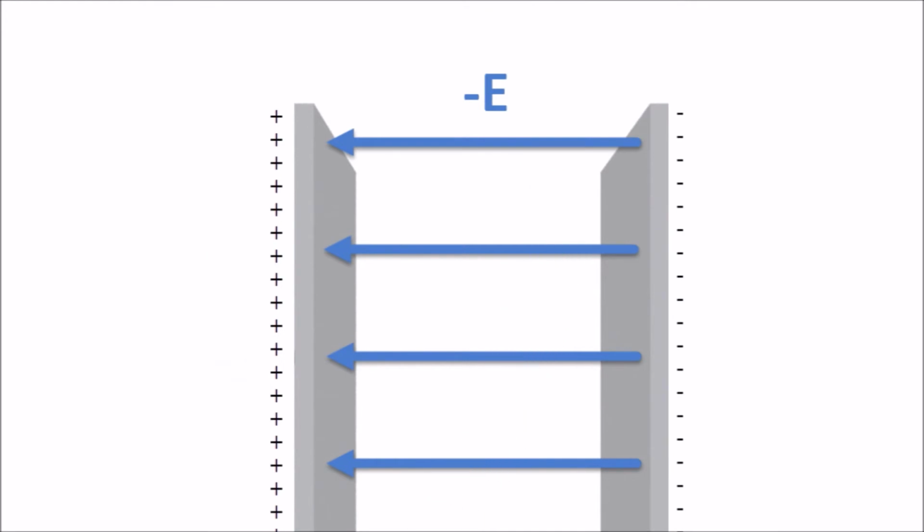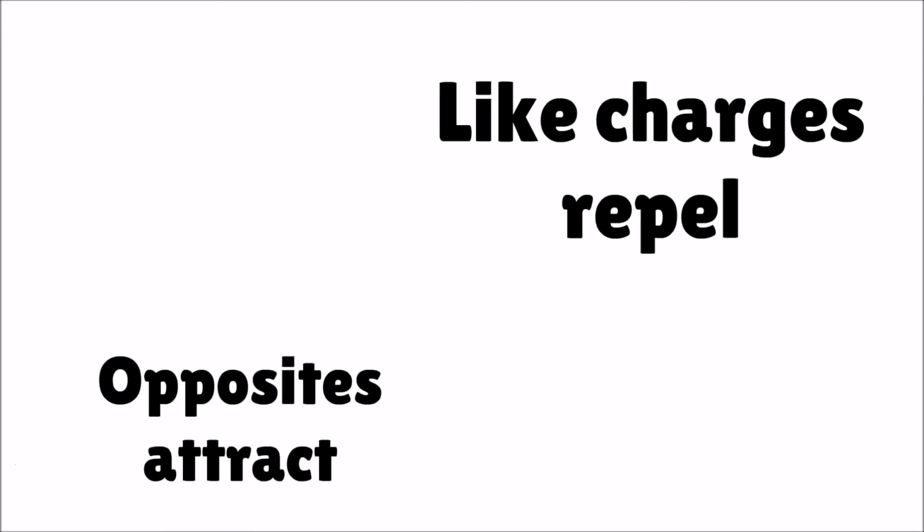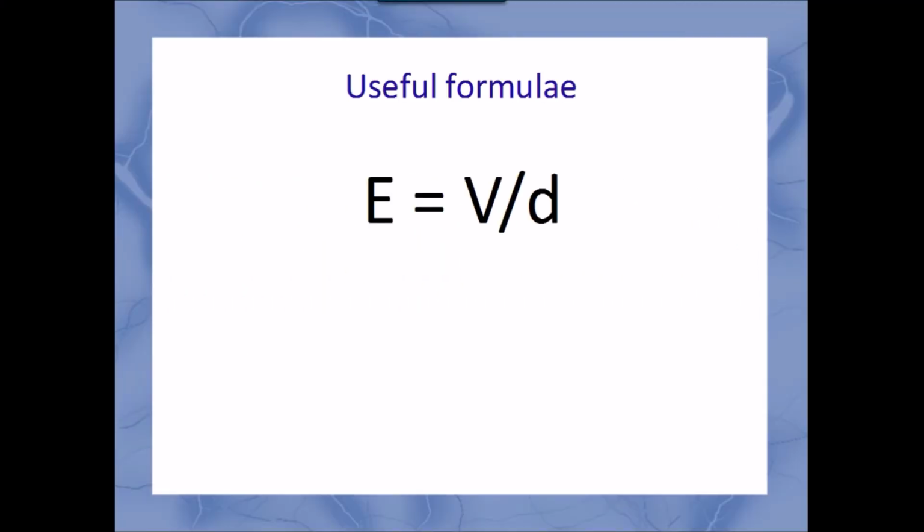Just keep in mind the elementary rules. Like charges repel and opposite charges attract. This is the underlying principle behind an electric field. As a direct result, positive charges will move in the opposite direction to negative charges like electrons. We have some handy formulae to put numbers on the field.